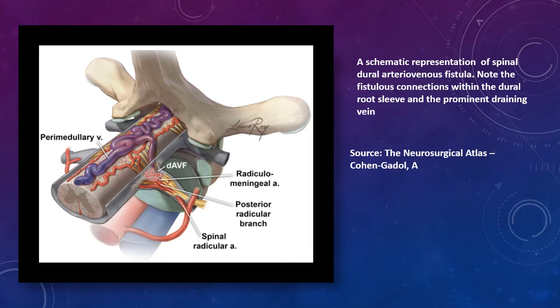This is a schematic representation of spinal dural arteriovenous fistula. Note the fistulous connection within the dural root sleeve and also the prominent draining vein on the surface of the cord.